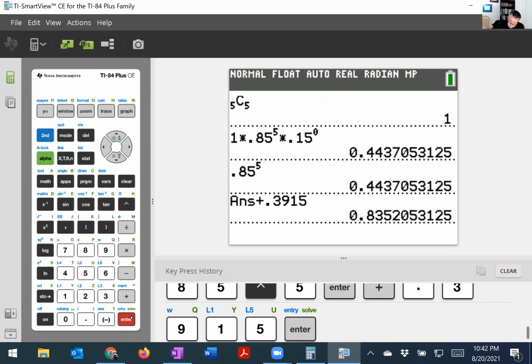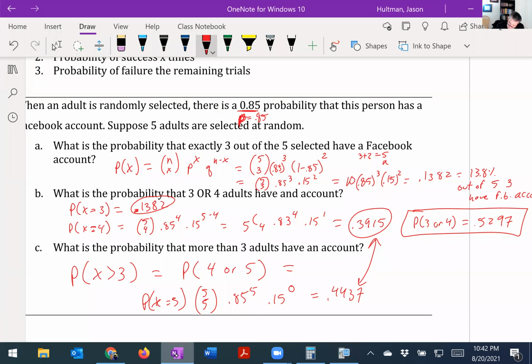Okay, 0.8352. So the probability of 4 or 5 is 0.8932. I'm going to box that. Okay, my work is below. And this one I'm going to box as well. Okay, so this is my answer.